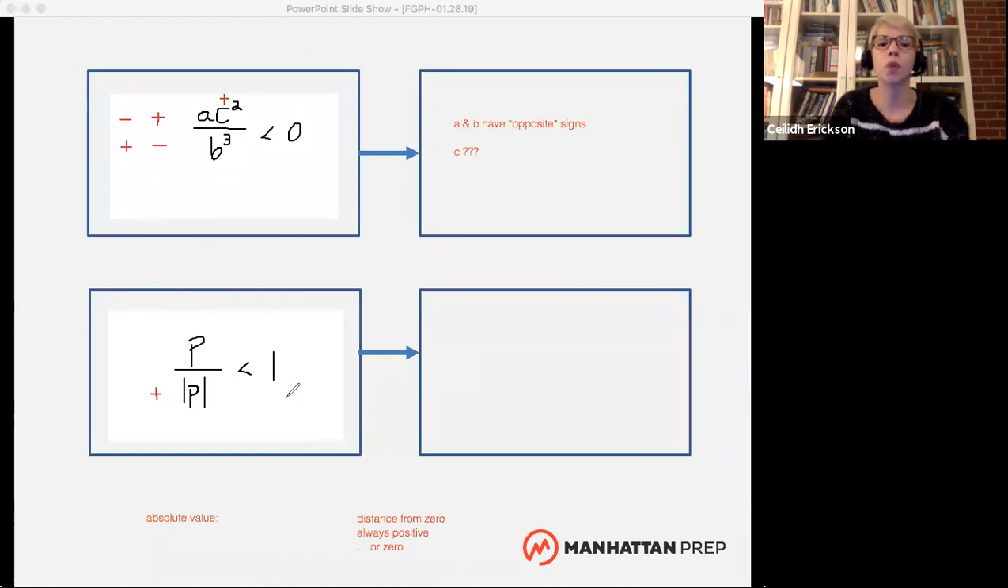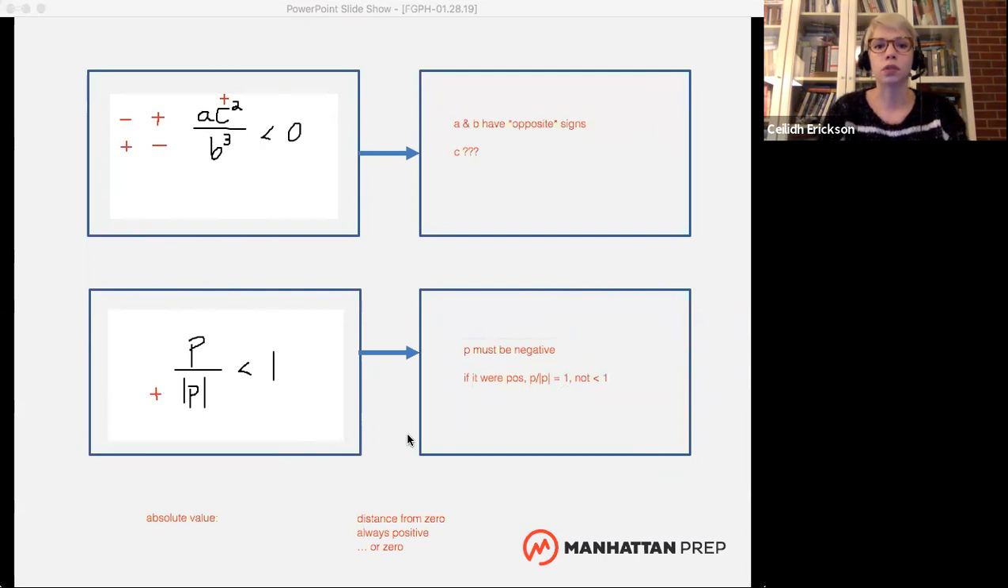But what about this? What would be the case if p were positive? Then p divided by the absolute value of p would equal what? It would be 1. So if this leaves us with something less than 1, then this tells us what about p? P must be negative. Because if it were positive, then p divided by absolute value of p would be equal to 1, not less than 1.